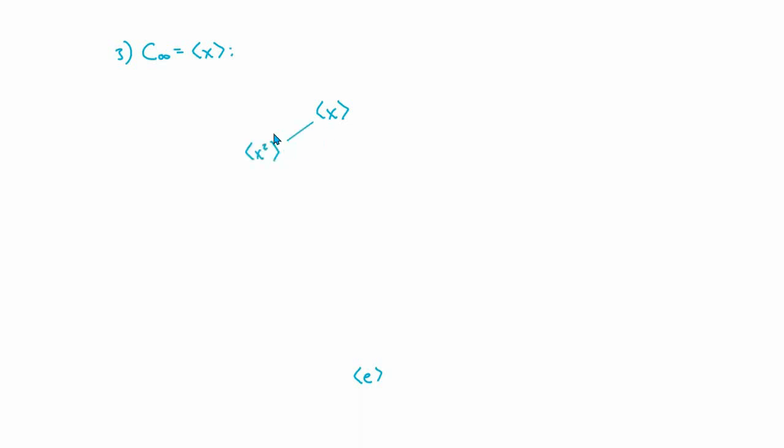Now there's also the subgroup generated by x squared, which is also an infinite cyclic group, but which is a proper subgroup of the subgroup generated by x. And then there's the subgroup generated by x cubed, and then there's the subgroup generated by x to the 4th. Notice that the subgroup generated by x to the fourth is also a subgroup of the subgroup generated by x squared. So we've drawn this vertical line here to indicate that.